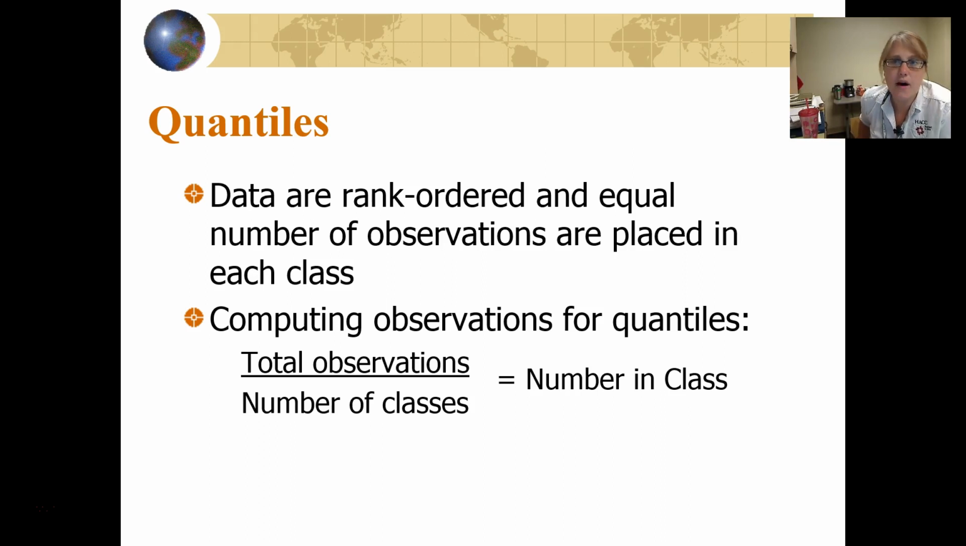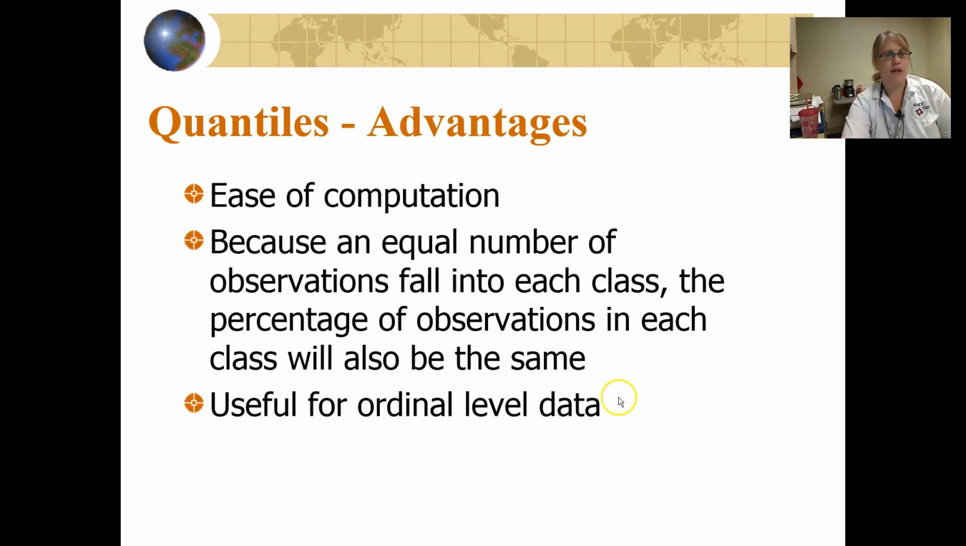Now, the next one is quantile, and I always like this classification scheme. It was not one that I use very often, but essentially data are rank ordered, and an equal number of observations is put into each class. So for instance, let's say that we have 50 states and we have 5 classes. Essentially, each class will have 10 states in it. So you divide the number of observations, in this case the number of states, by the number of classes, and that will give you the number in each class.